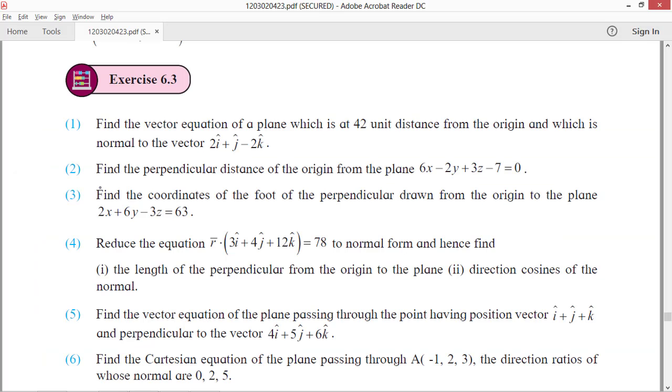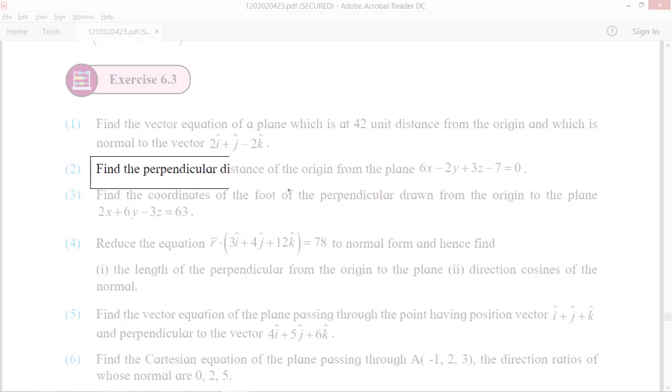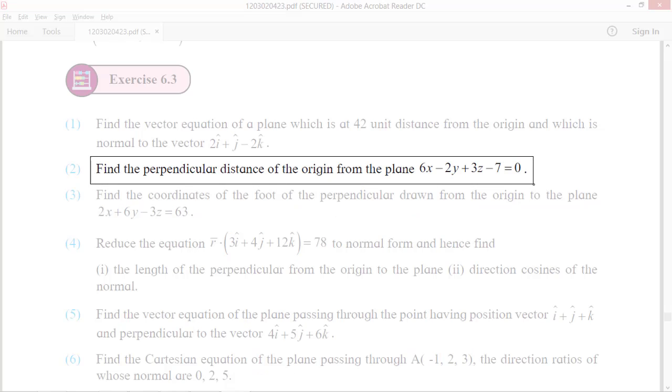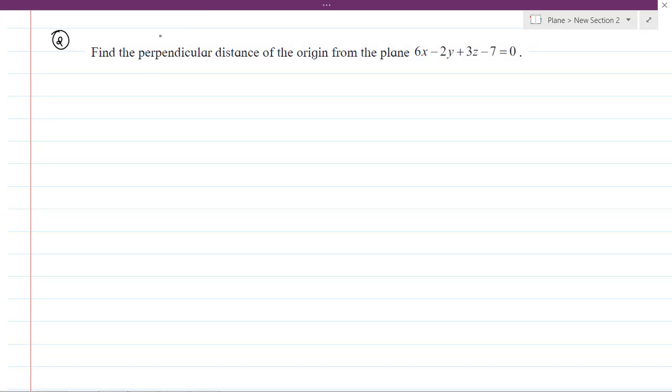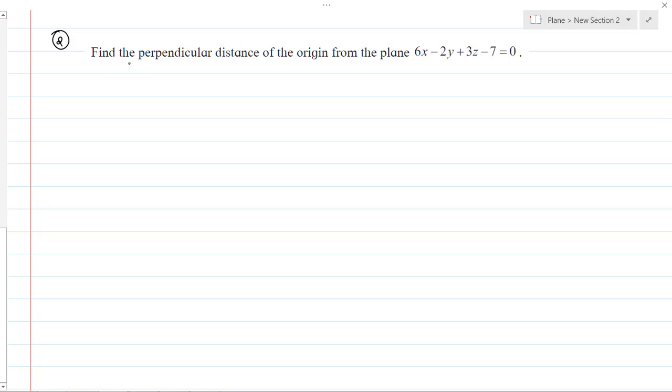Okay, so let me take from the book. The second question is, find the perpendicular distance of the origin from the given plane. Okay, let's copy here and paste it. So see here, again they are asking for the perpendicular distance. So perpendicular distance is nothing but p.